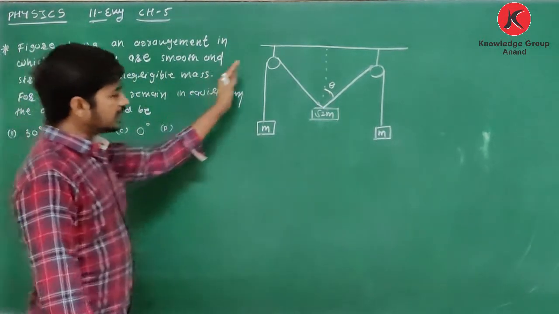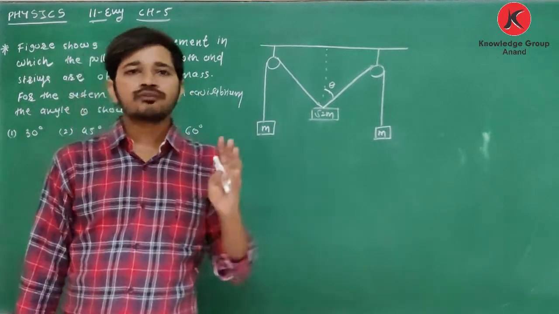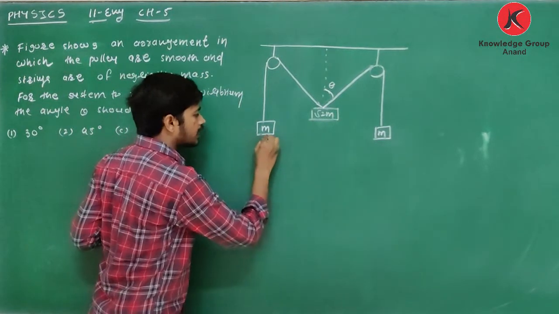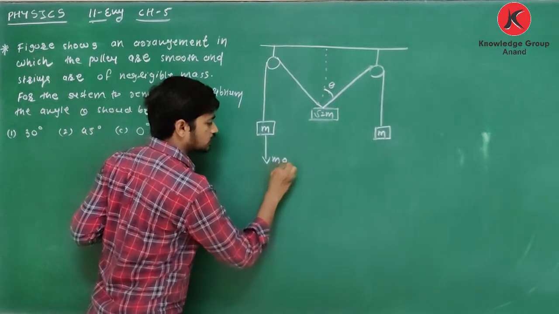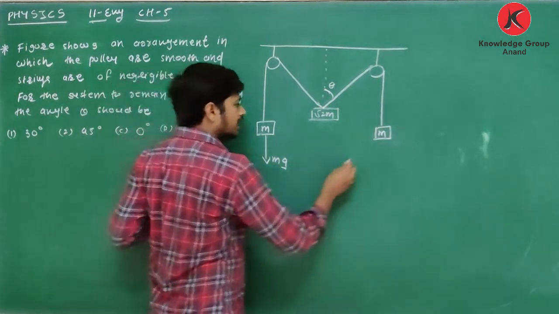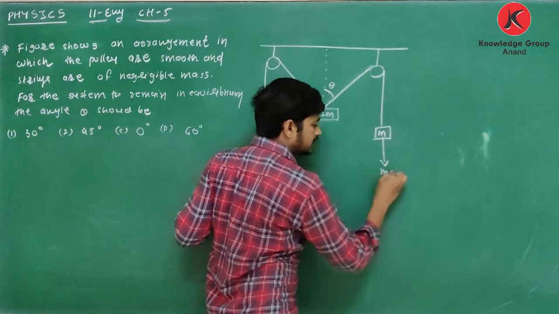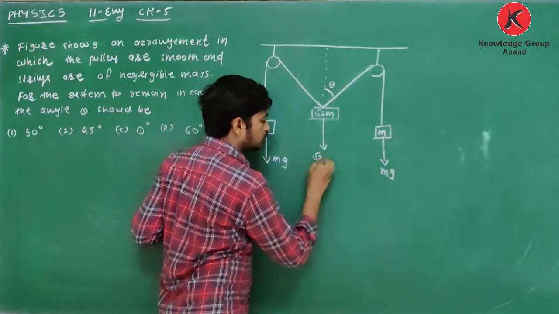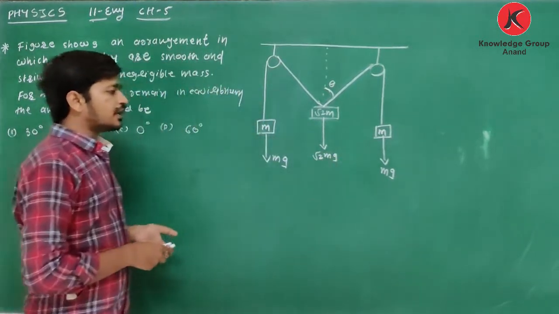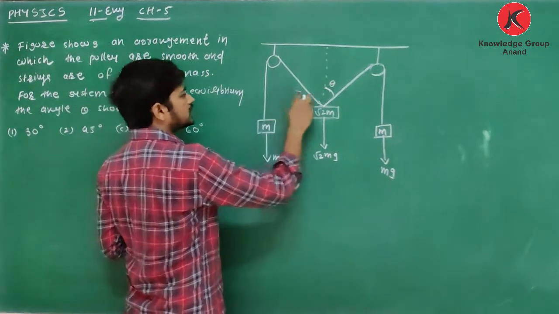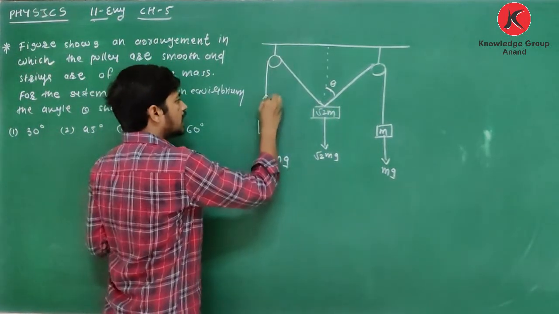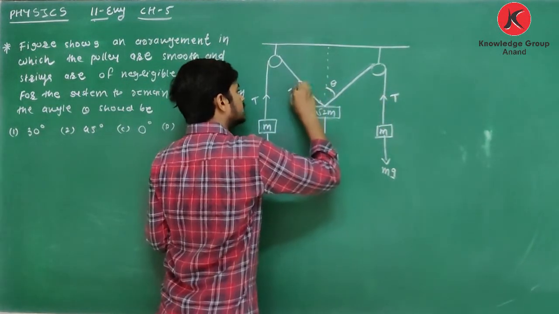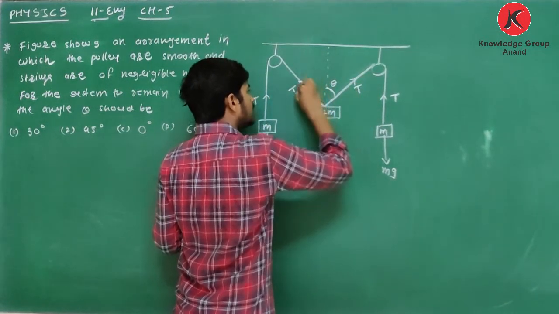First of all, in this system, we have to draw the forces, the free body diagram. See, what are the forces? On this block m, in downward direction, there is force mg. Again on this block, in downward direction, there is weight mg. Again on this block, in downward direction, that is weight root 2 mg. So under the effect of these three weights, all these strings are under tension.